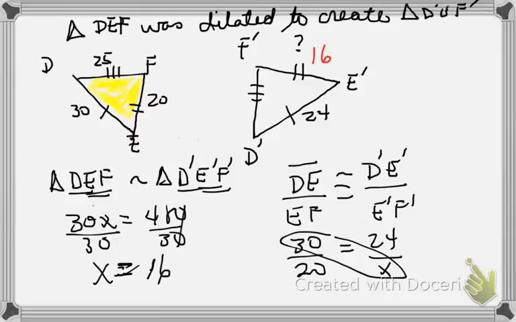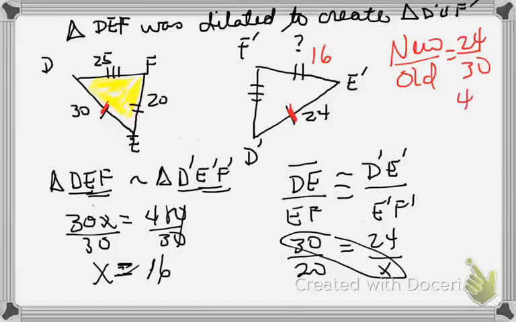So basically, I just set it up as a proportion. Now, I can find out how much this has been dilated by. All right, to find dilation, you take the new over the old. So since prime is the new one, we're going to take the first one right here, and we're going to take the first one here. They have to be the same side. And we're going to say 24 over 30. If we reduce this, they're both divisible by 6, so it's going to be 4/5. So 4/5. So it's smaller.